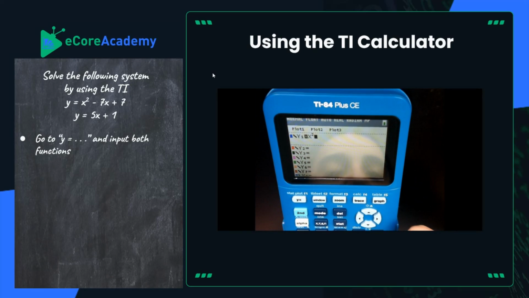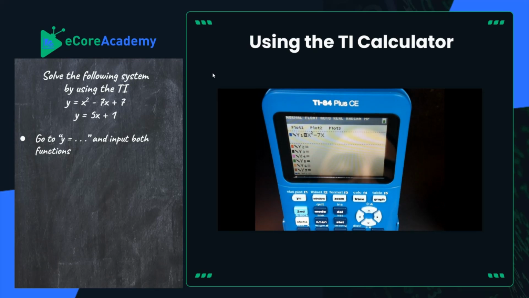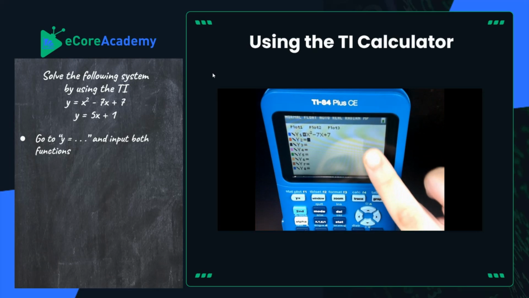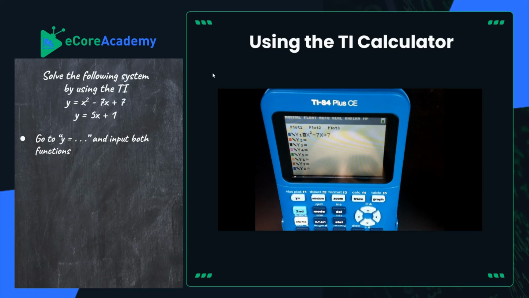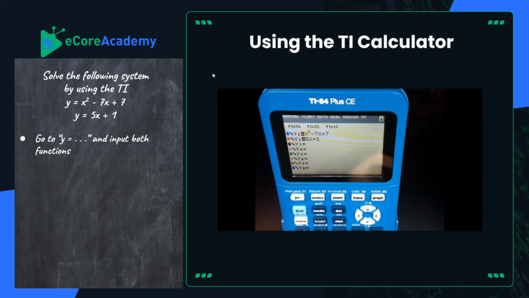X squared minus 7x plus 7, and let's input the second one, which is the linear equation, y equals 5x plus 1. So we're good to go. So what's the next step? Adjust the window and graph.